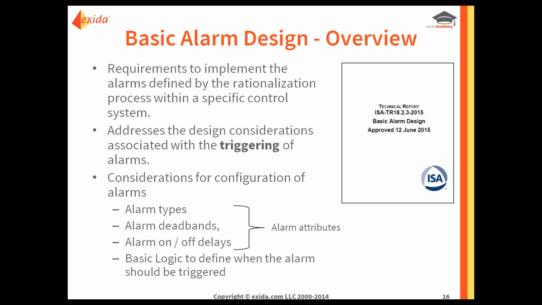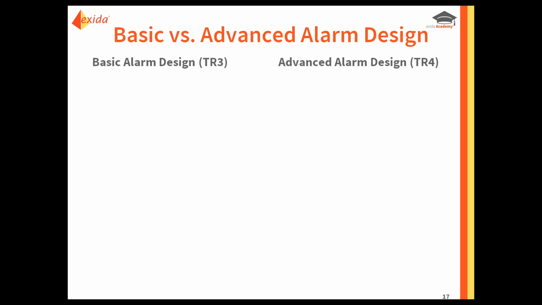As part of basic alarm design, one of the activities is to implement the results of rationalization. It's also to continue the definition of whatever attributes of the alarm were not defined during rationalization, and in particular those that relate to the triggering of the alarm, which could be things like alarm types, alarm deadbands, alarm on-delays and off-delays. Again, I'll use the words alarm attributes to describe what they are. Basic alarm design also includes configuration of the logic to define when the alarm should be triggered. More on that in a little bit.